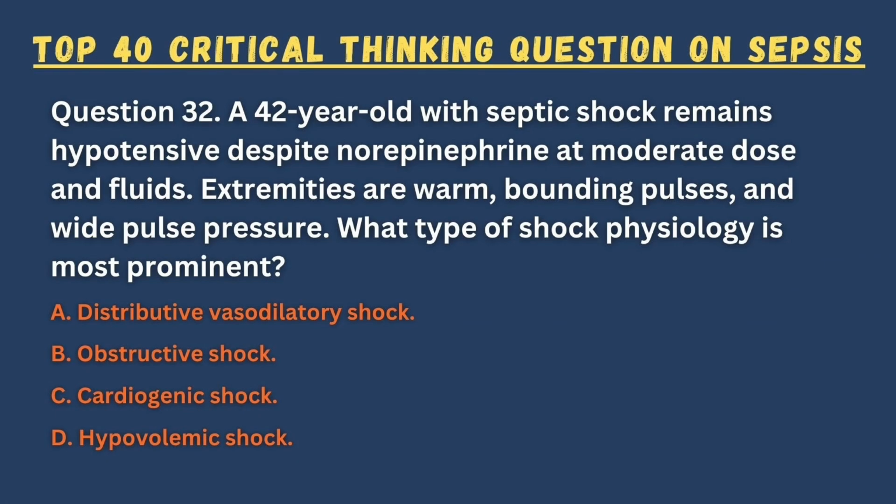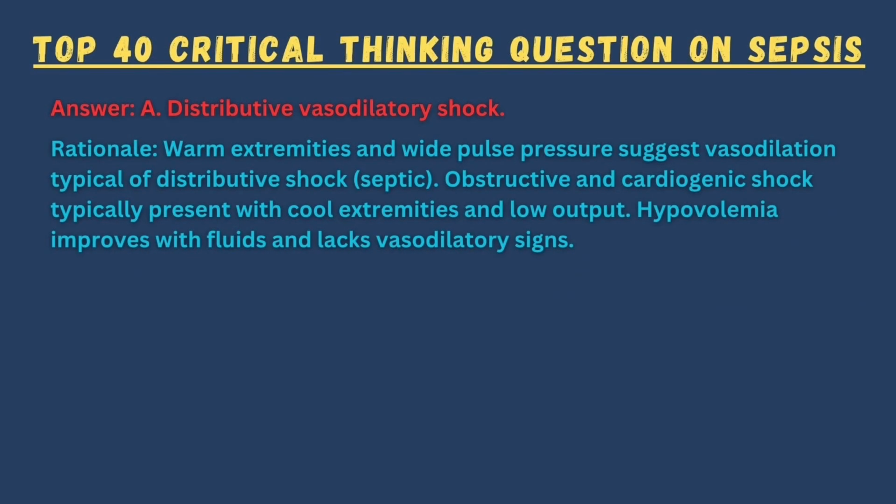Question 32. A 42-year-old with septic shock remains hypotensive despite norepinephrine at moderate dose and fluids. Extremities are warm, with bounding pulses and wide pulse pressure. What type of shock physiology is most prominent? A. Distributive vasodilatory shock. B. Obstructive shock. C. Cardiogenic shock. D. Hypovolemic shock.